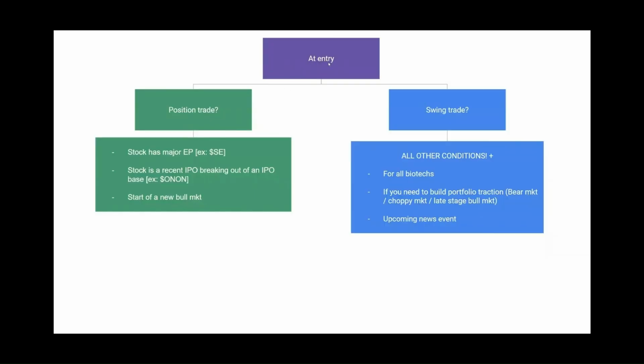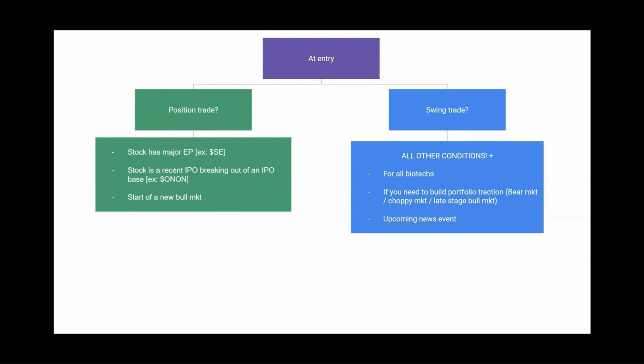So at the time when I am entering a trade, I ask myself a simple question. Is this going to be a position trade or is it going to be a swing trade? What is the criteria for a position trade? It's these three. Either the stock has a major EP, and I'll go through a few examples, or the stock is a recent IPO that's breaking out of an IPO base. I'll show you an example of what that looks like as well. Or we're at the start of a new bull market. And I'll go through examples of those as well as discuss if we're in one right now.